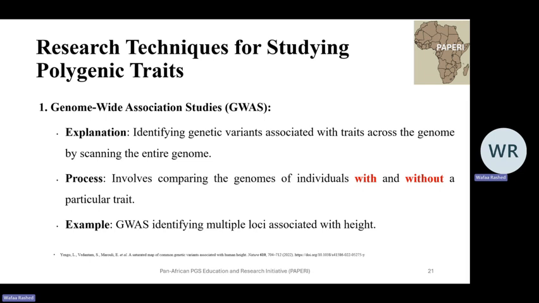Okay. An example of this was identifying multiple variants related to a polygenic trait like height.